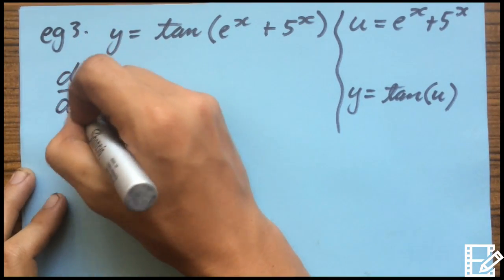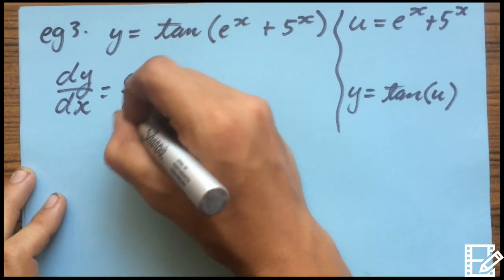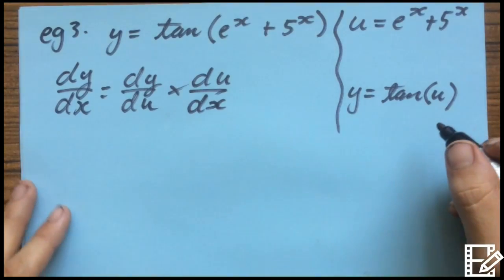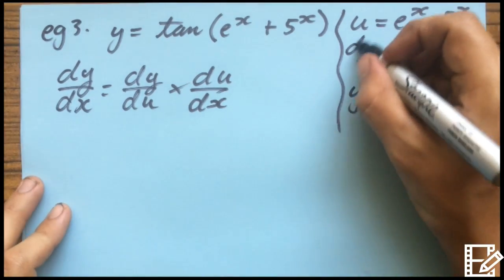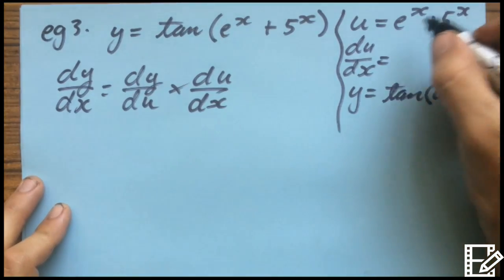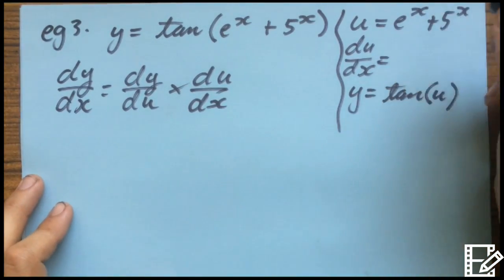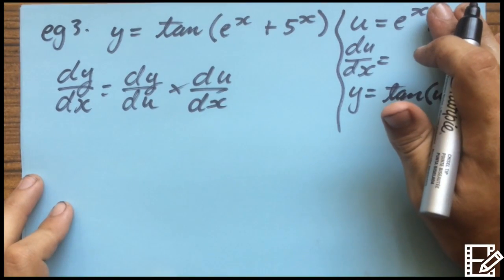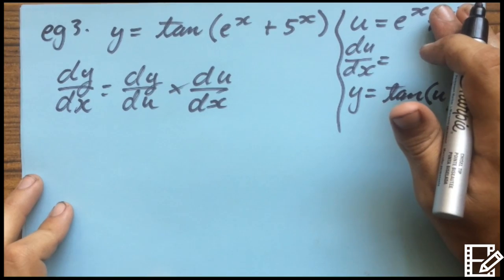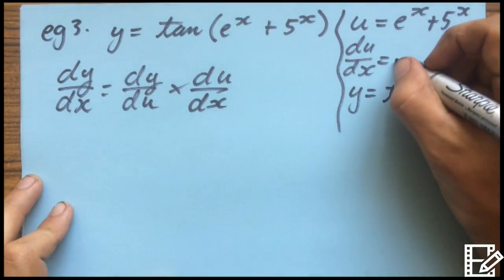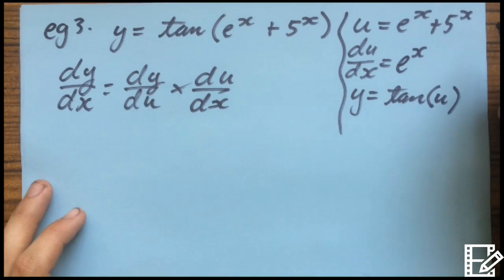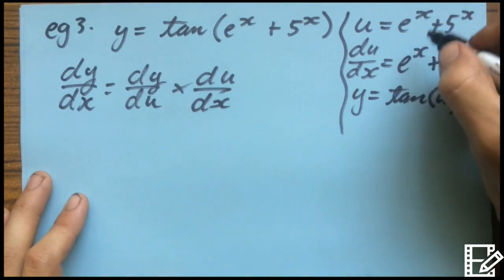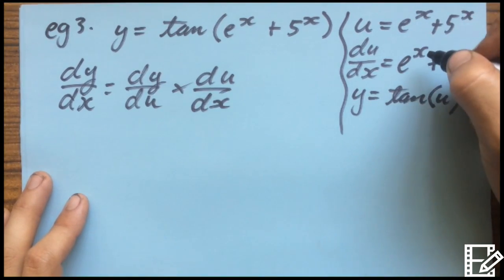So we need the chain rule. Derivative of y with respect to u multiplied by the derivative of u with respect to x. The derivative of u with respect to x, u being e to the power of x plus 5 to the power of x. First, on this side of the plus sign is e to the power of x, so the derivative of that is just e to the power of x. I have videos on e to the power of x and derivatives if you want to watch them, but I'm not going to really explain it here. That's just what it is. The derivative of e to the power of x is e to the power of x.